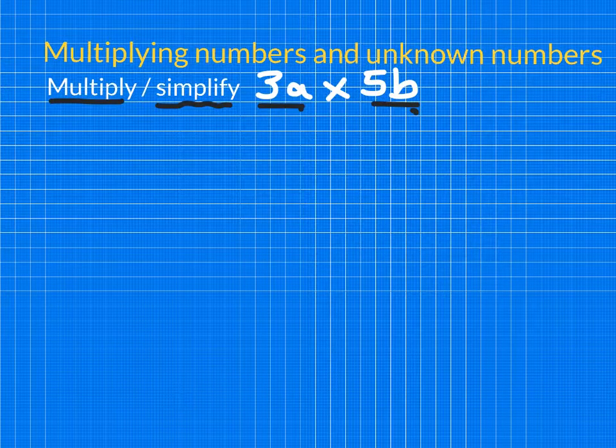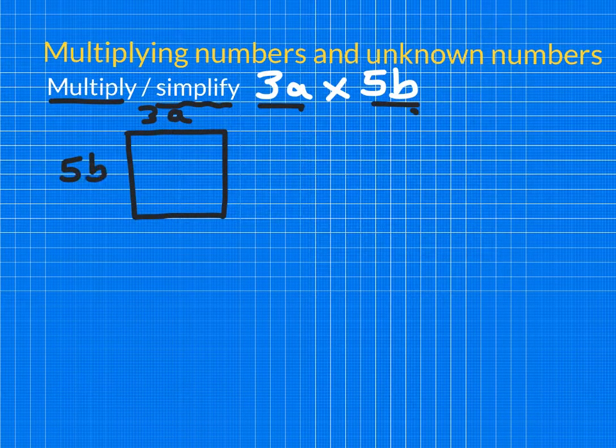So, if we've got 3a, then that means that one side of the rectangle is 3a, multiplied by the other side of the rectangle, which is 5b. And all we need to do is find the area of the rectangle. So we can do this in several parts.